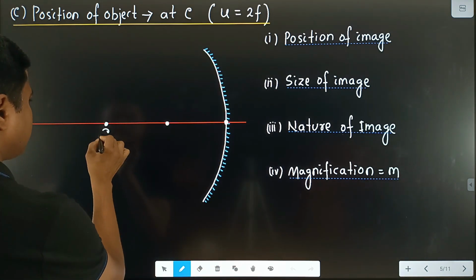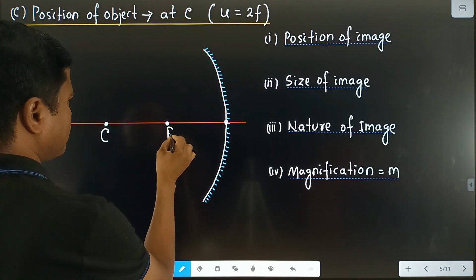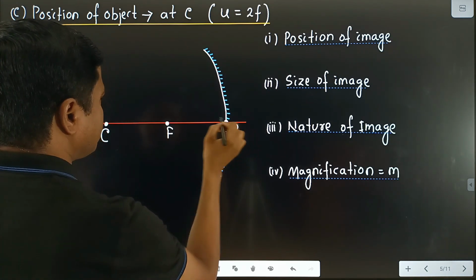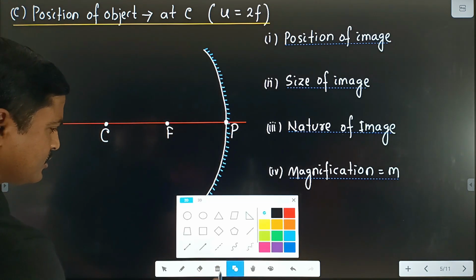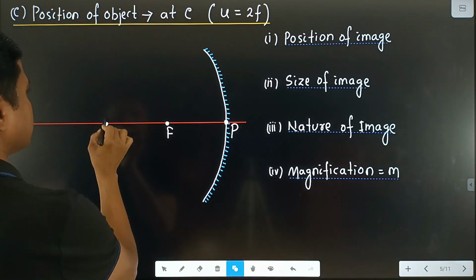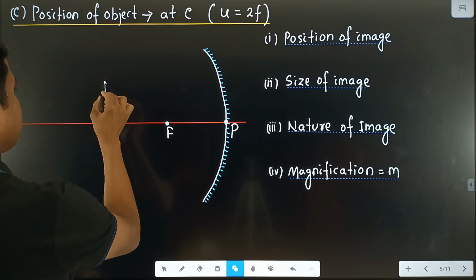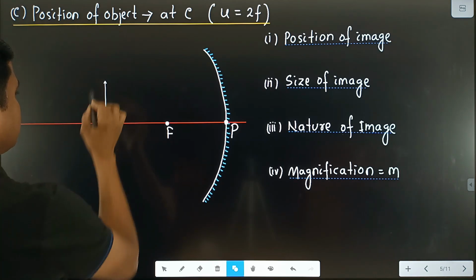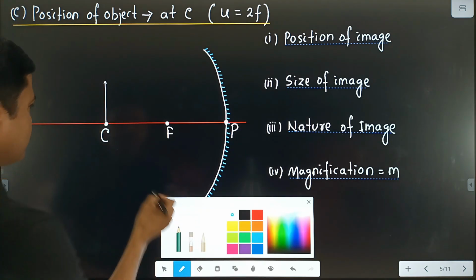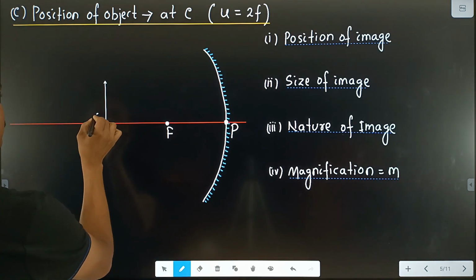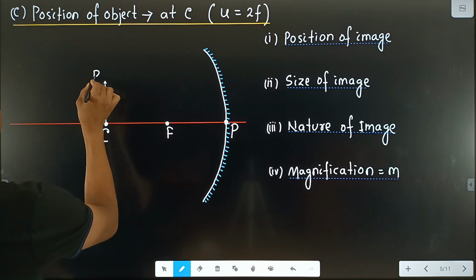This point is the center of curvature, this point is the focus, and suppose this point is the pole. And the object is situated at the center of curvature. This one is the object. Object is situated at the center of curvature. Clear? And for object height, we write that is AB.